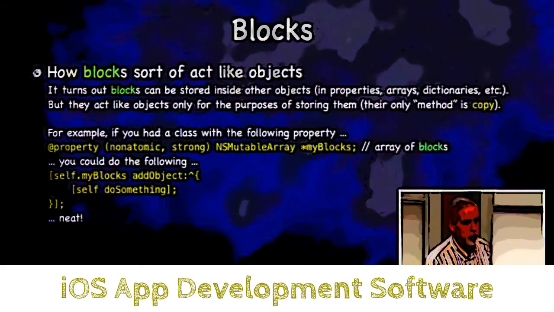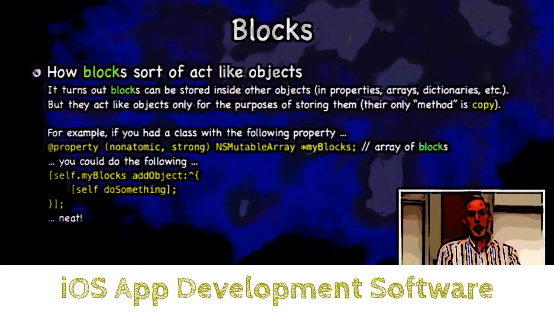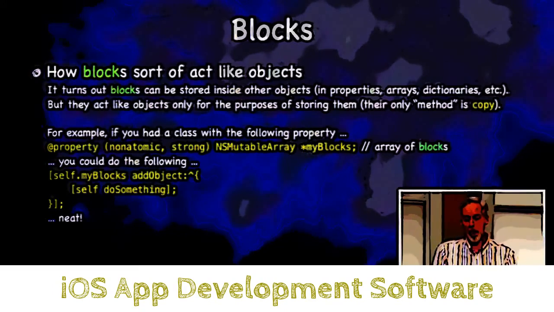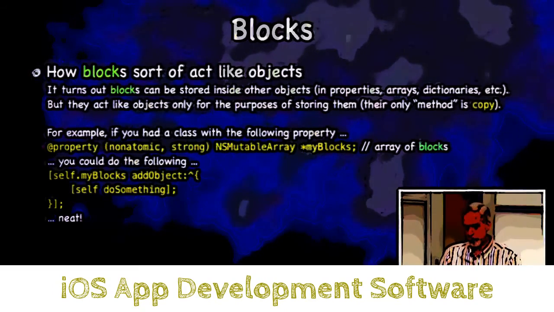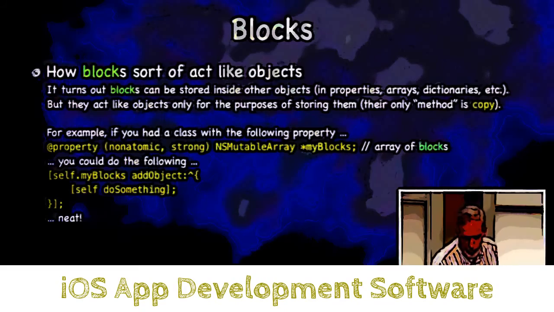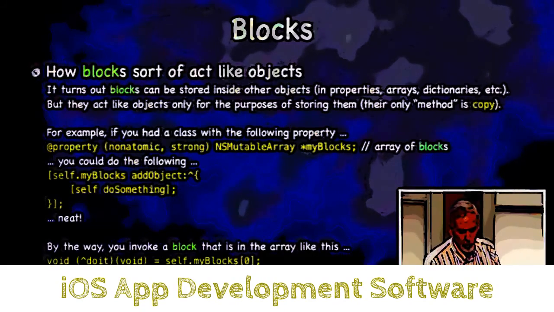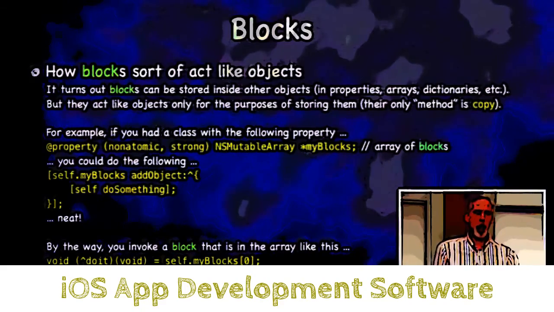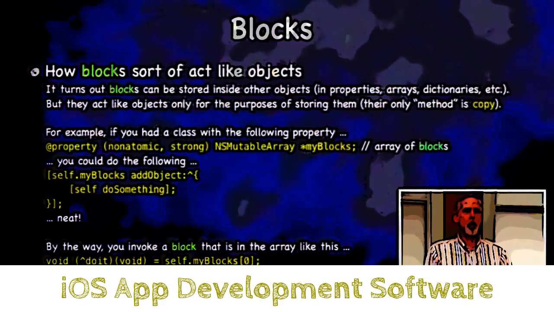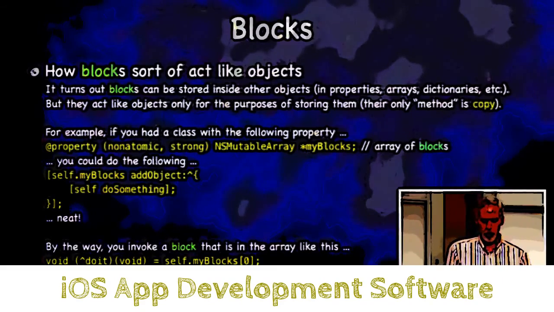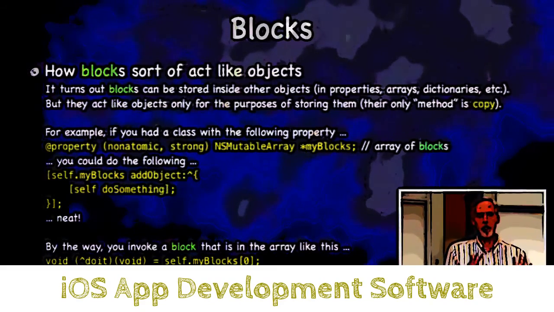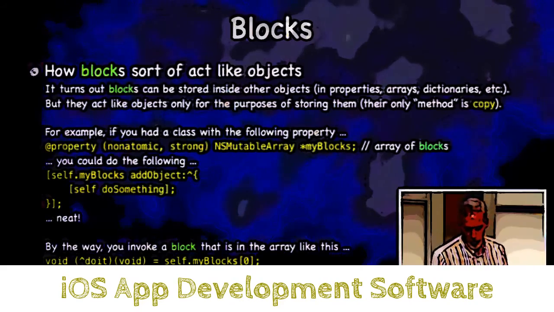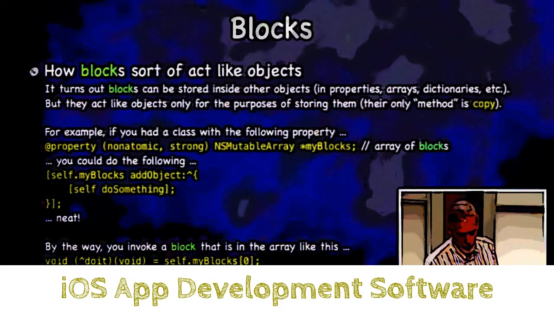And by the way, I have not talked about how you would call this block. Like if I grab this block out of this array and wanted to invoke it, how would I do it? I'm not going to talk about that today, but I'm going to show it so that you can see it. Really, you're not going to have to do that in this class because you're going to be passing blocks to iOS and it's going to be executing them. But if you wanted to know, that's the syntax. It's kind of like C function syntax. You can look offline. I just don't have time to cover it, unfortunately.